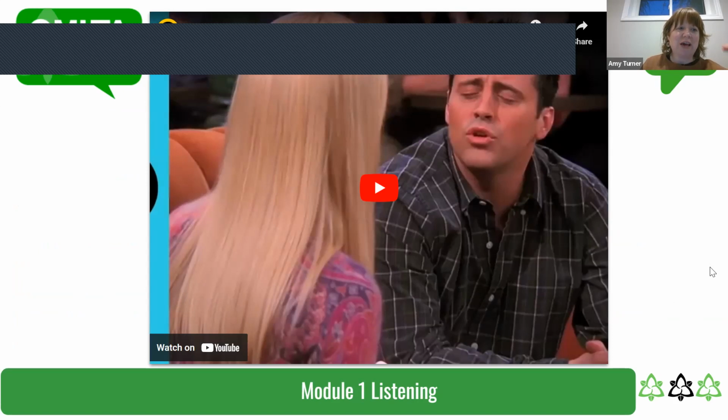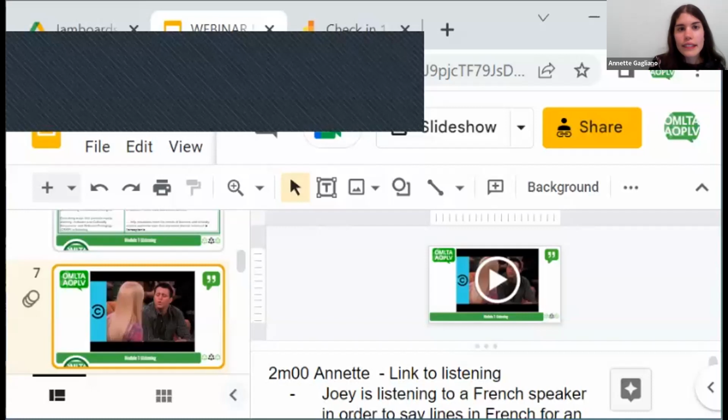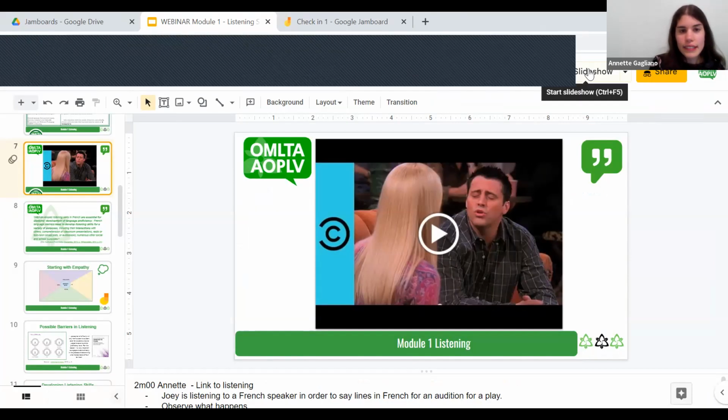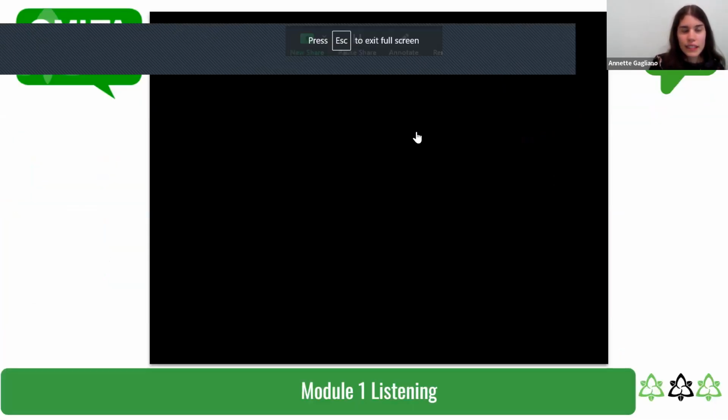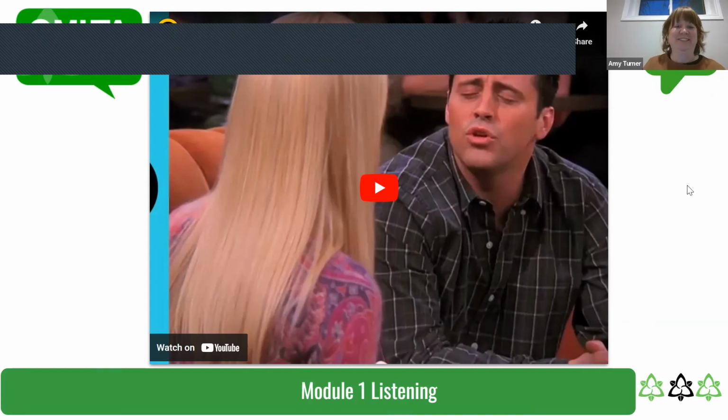Annette, I'm just noticing that bar has crept down a little bit. If you can move it, I don't know if you have control to be able to move it up. Here, let's see if I can try to move that a little bit. Unfortunately, that bar is not moving. Okay, it's not totally blocking it off.